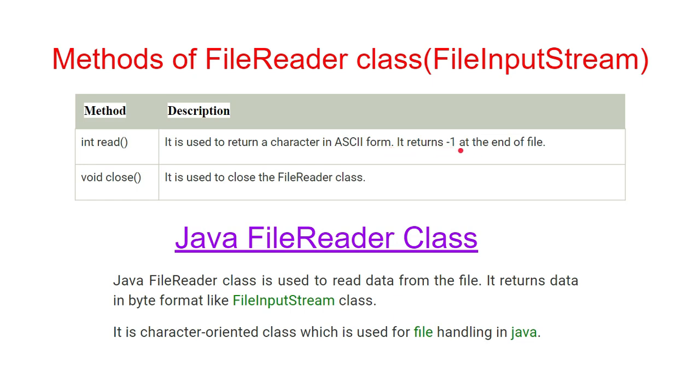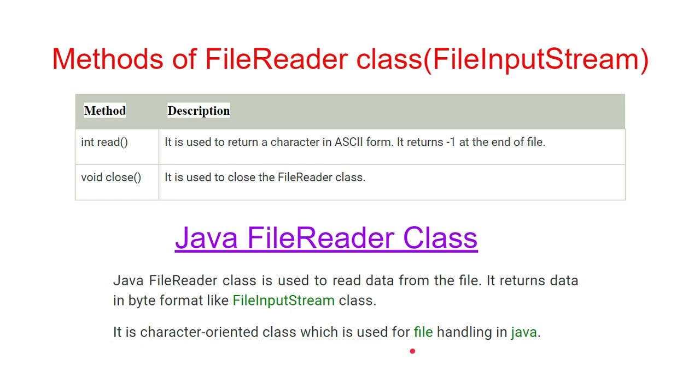Void close: we have a close method, which is used to close the file reader class. The file reader class is used to read data from the file. It returns the data in byte format, like the FileInputStream class. It's a character-oriented class used for file handling in Java.